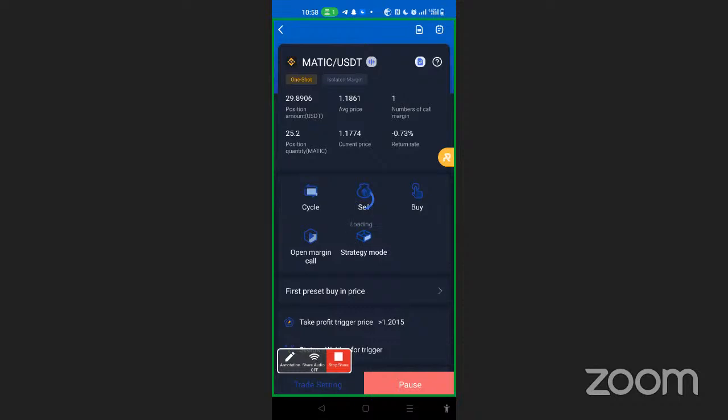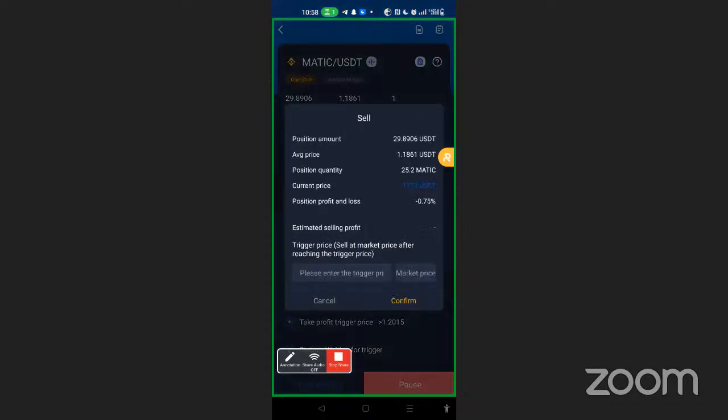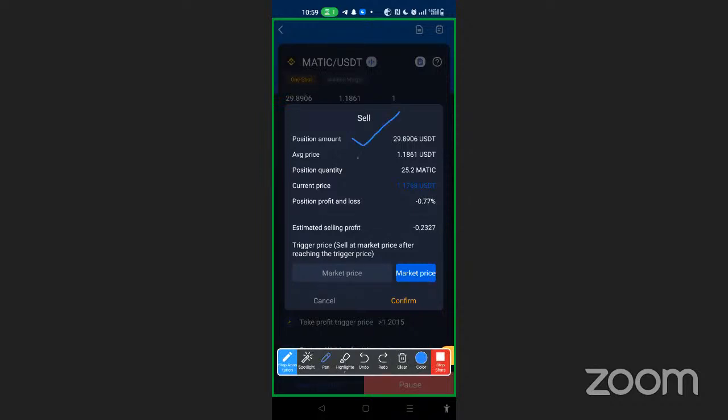What is sell? The sell button is when you want to manually sell a particular coin. When I tap on sell, you are able to see the following: the position amount I'm selling, the average price, the quantity that I'm selling, the current price, and the profit and loss, the estimated profit, which is now in loss. So if I sell this coin at this price, I will lose $0.2277. Let me cancel.